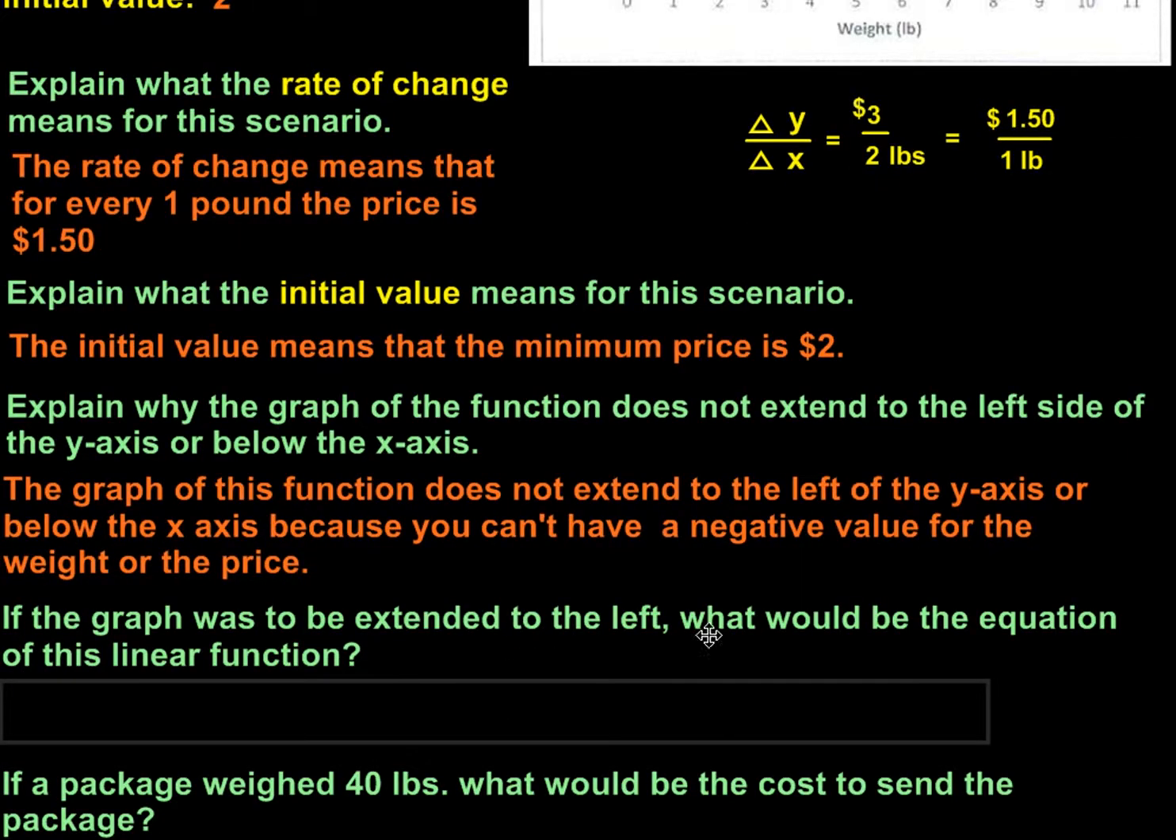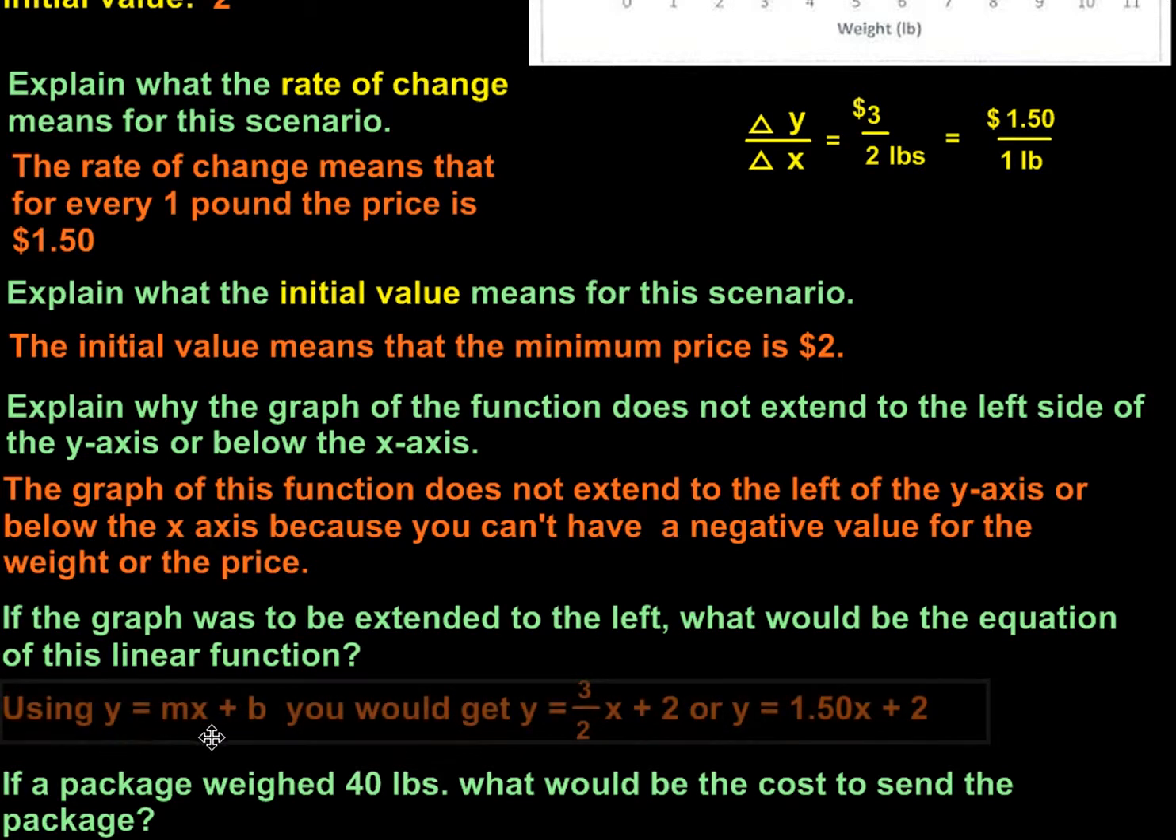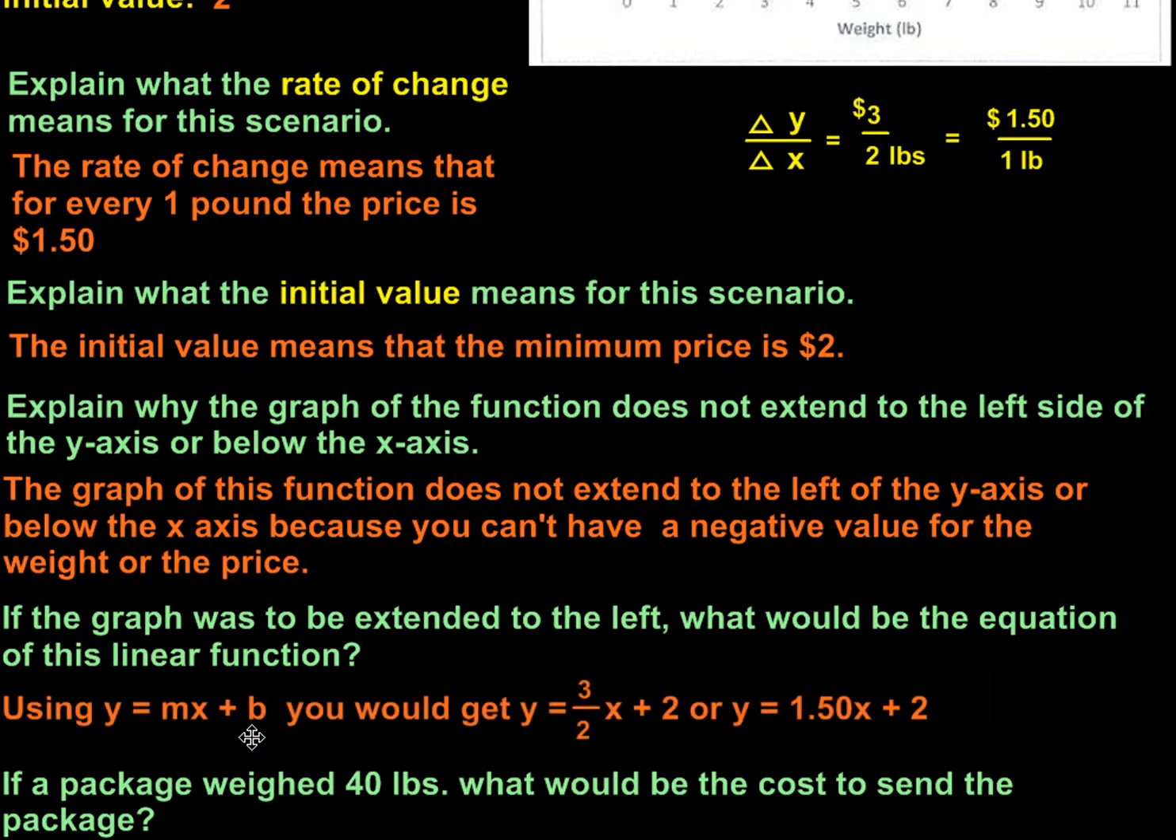If the graph was extended to the left, what would be the equation of this linear function? So the equation of this linear function would be, of course, we're using y equals mx plus b form for a linear function. So we would then have to plug in the slope, which I'm using 3 over 2. You could use 1.50 over 1. You would get 3 over 2 for m, and then we know that our initial value, or y-intercept, which is the value of b, is 2. So you could write y equals 3 over 2x plus 2, or you could write y equals 1.50x plus 2. Either one of those answers would be correct.